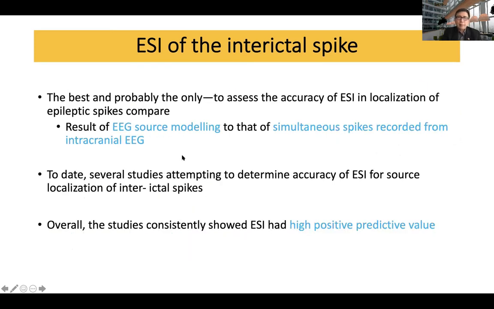So the best and probably the only way to assess the accuracy of the ESI in localization of the epileptic spike is to compare the result of the EEG source modeling to that of the simultaneous spike recording from the intracranial EEG. To date, several studies have attempted to determine the accuracy of ESI for source localization of interictal spikes. Overall, the studies consistently show ESI has a high positive predictive value.